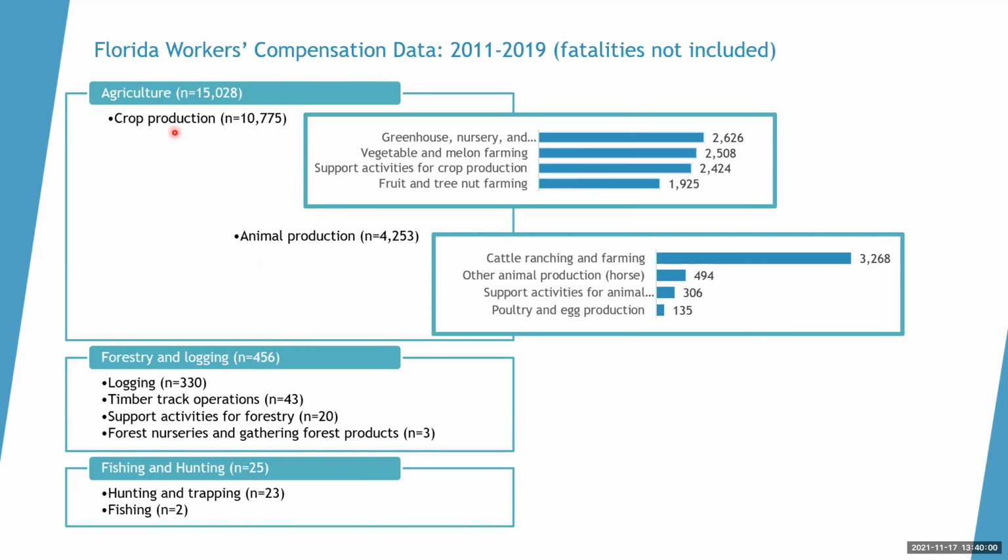When we look closely at the crop production part, we see that greenhouse, nursery, and floriculture workers had the highest number of injuries. And for animal production, we see that cattle ranching and farming workers had the highest number of injuries.